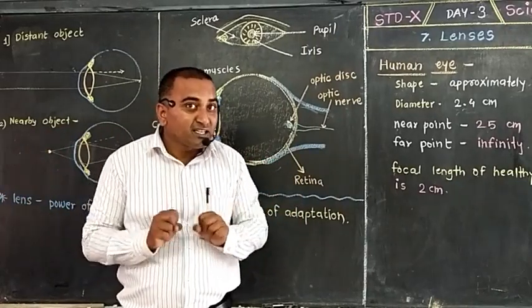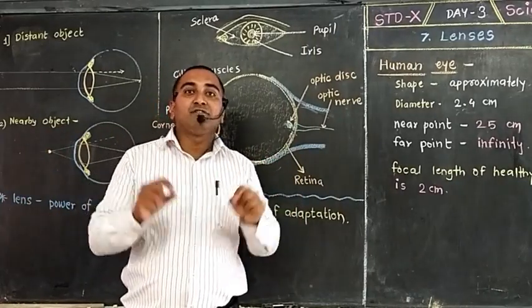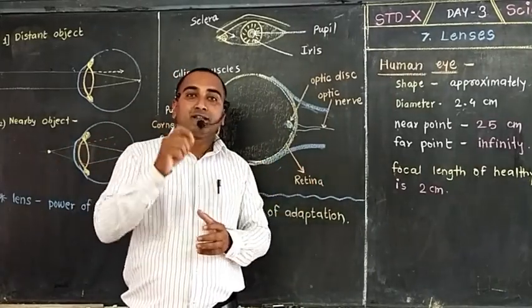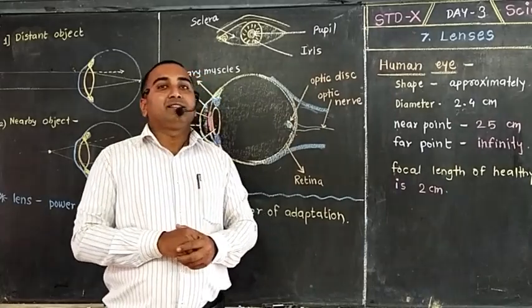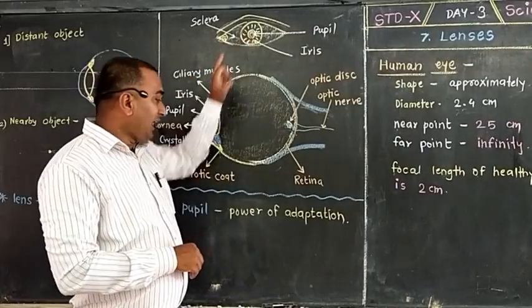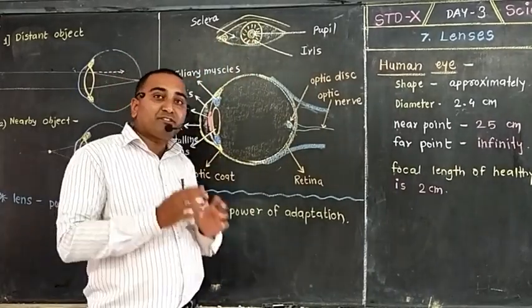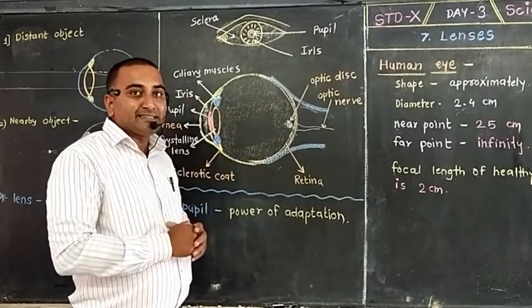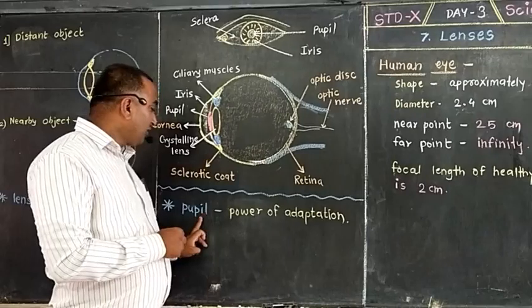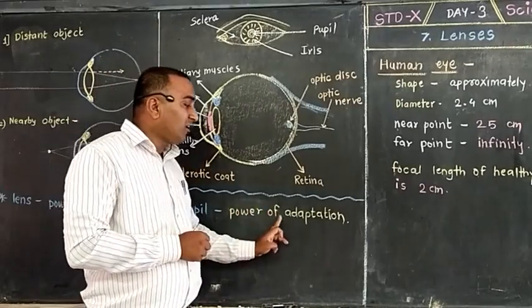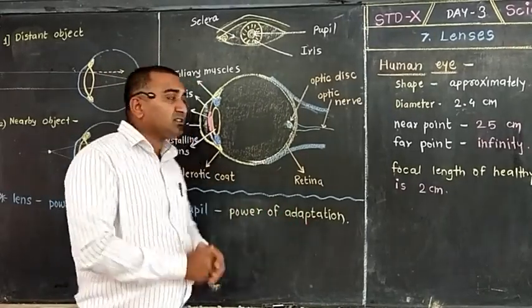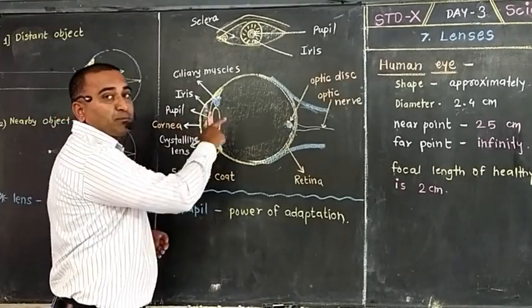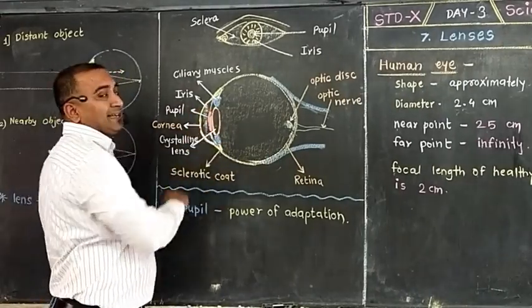So who does this work of increasing and reducing the light within the human eye? That is the pupil. And this power of changing the diameter and adjusting the light intensity within the human eye, this power of the pupil, is called the power of adaptation. Just now light entered through the pupil and is going to fall on this lens.